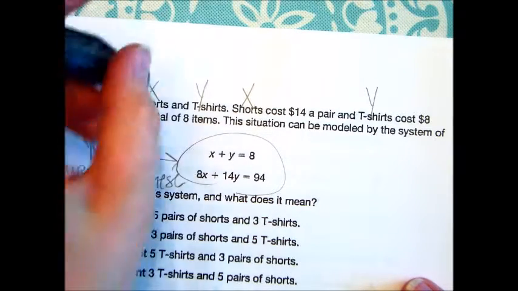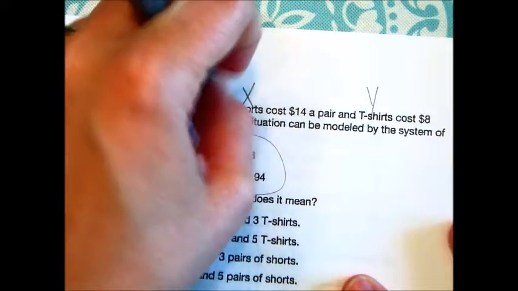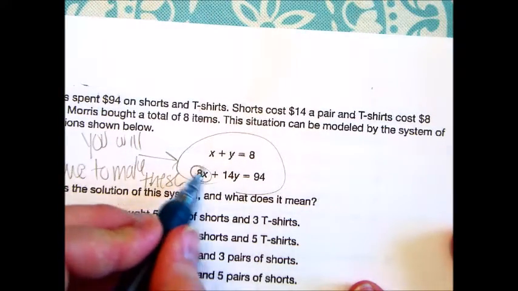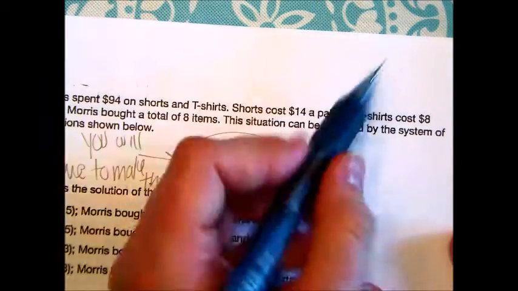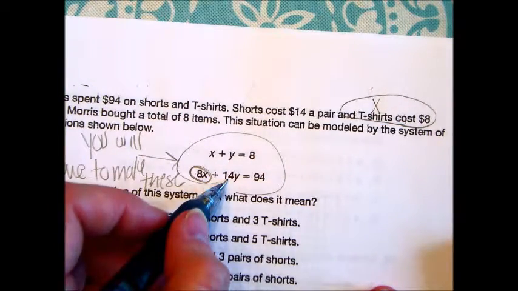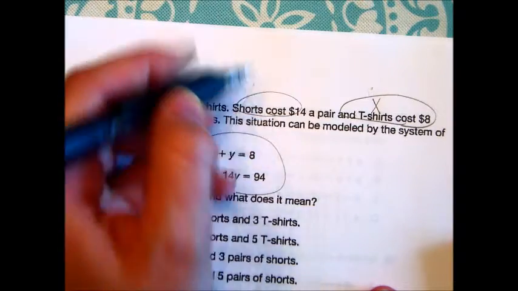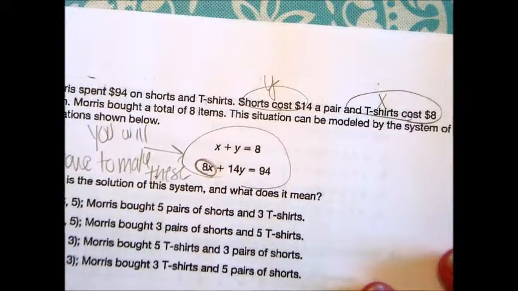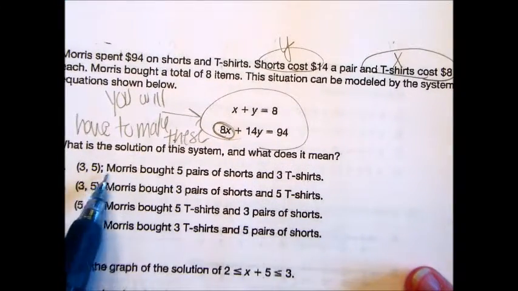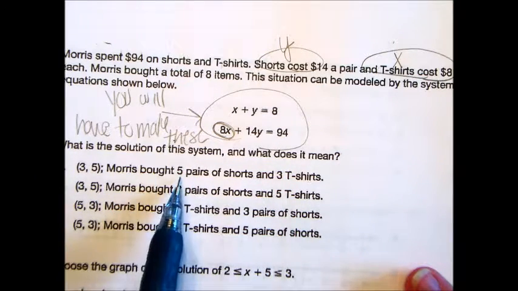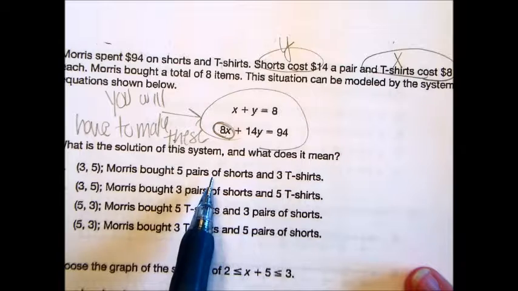They switched their x and their y's, didn't they? They sure did. Look at that. Sneaky, sneaky. I hope you use an eraser. Look, they put 8 with x. You know what that means to me? T-shirts are x. See how they put 14 with y? That means shorts are y. That was sneaky. $94. So we have (3, 5), and they're saying, is this a true statement? (3, 5). Morris bought 5 pairs. What is the solution and what does it mean?